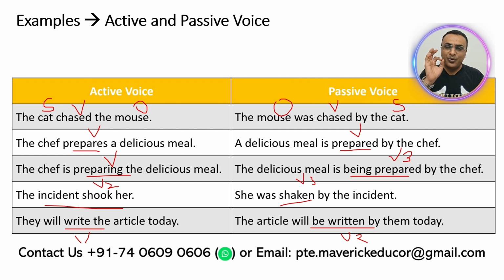One more big way, or one of the easiest ways, of identifying passive voice sentences is by the cat, by the chef, by the incident, by them, today. If you see "by the" or "by them" or whatever, and after the "by" you see the subject, then it always has to be a passive voice. And this is how you can easily identify a passive voice and an active voice in a sentence.